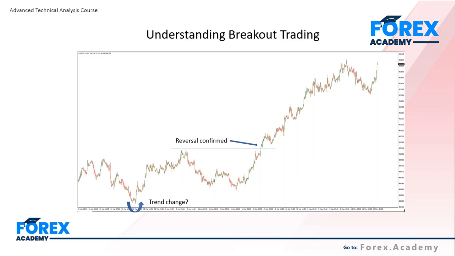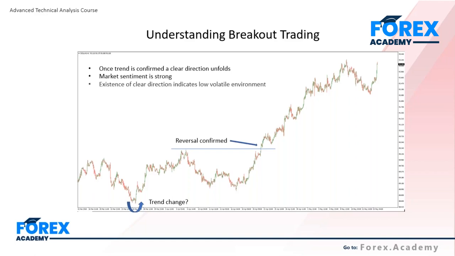Now, if the market is clearly trending up, we can then consider breakout trading. So we can make a couple of assumptions. Once the trend is confirmed, firstly, a clear direction unfolds. Market sentiment is strong because prices are continuing to push or be pushed in an upward direction. The existence of this clear direction indicates that we are now dealing with a low volatility environment. In other words, everything above this level, as long as price action continues to move in an upward direction, tells us that the environment represents a low volatility condition.